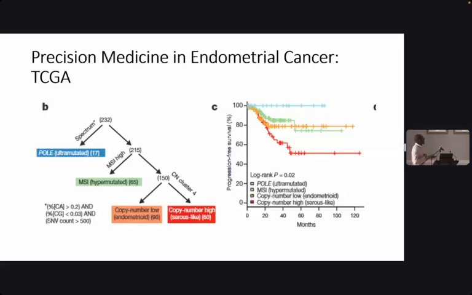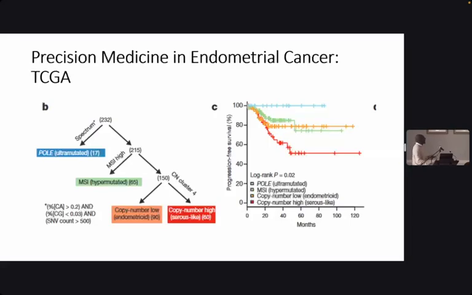What this information highlighted to us, as you can see from this Kaplan-Meier graph, is that this is the POLE ultra-mutated group. It has a good prognosis. As I was saying, you can see from the progression-free survival, it's almost 100%. This was from The Cancer Genome Atlas, and they were not looking at the stage of the patients. Then those who had mismatch repair deficiency and those with copy number low had an intermediate prognosis, or intermediate progression-free survival. But those that had P53 abnormal, copy number high, or serous-like, you can see the worst outcome.